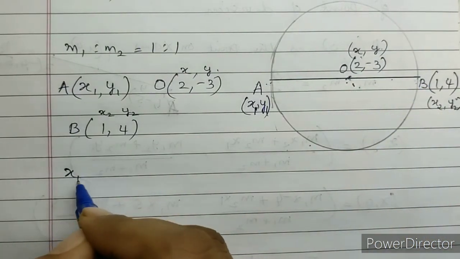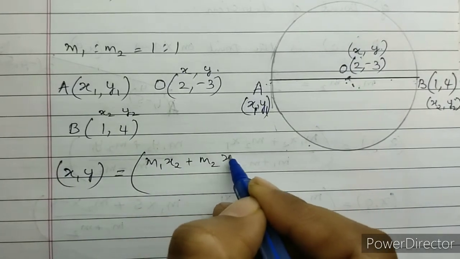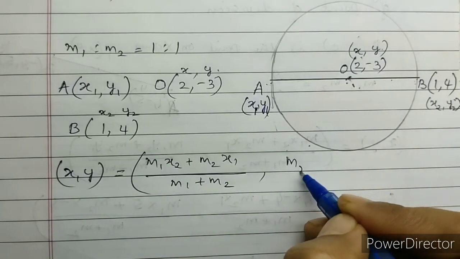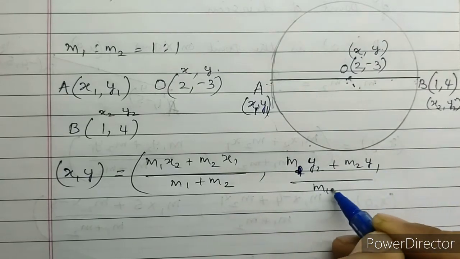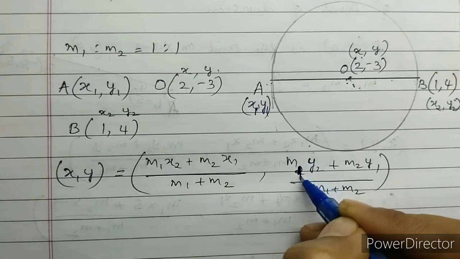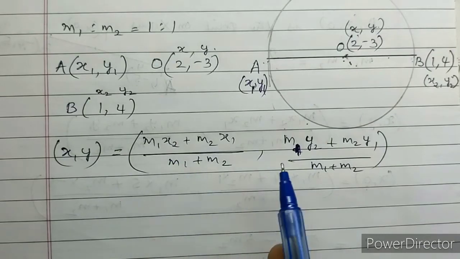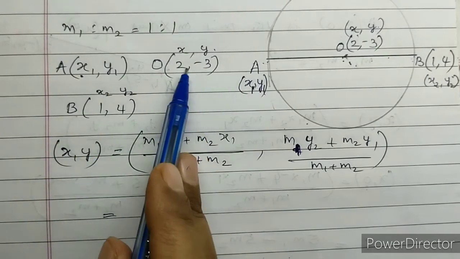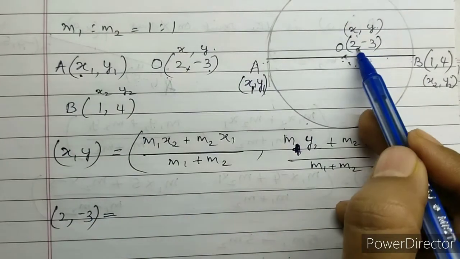Now xy equals m1 x2 plus m2 x1 divided by m1 plus m2, comma, m1 y2 plus m2 y1 divided by m1 plus m2. Now substitute the values: m1 and m2 are both 1 and 1 only. So that is equal to xy, how much? 2 and minus 3. That value you can substitute here for xy.